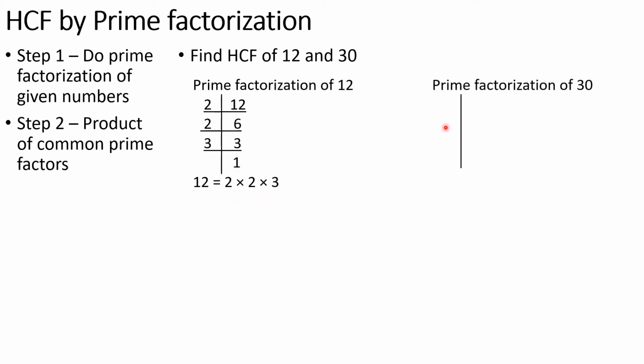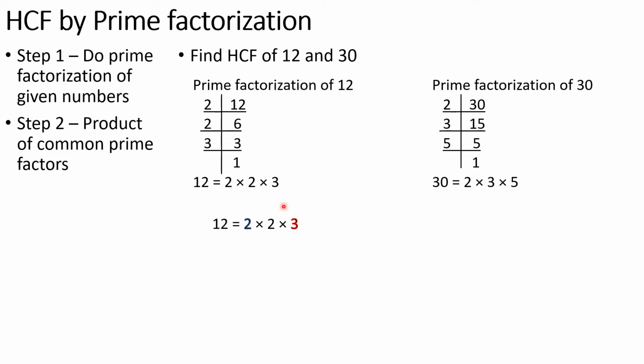Now prime factorization of 30. Again, we know that 30 is divisible by 2. So we write 30 here and divide by 2. This is 15. Now 15 is divisible by 3, so we divide by 3. It is 3 fives are 15, and 5 is a prime number, so we divide by 5 only, and it is 5 ones are 5. It means the prime factorization of 30 equals 2 multiplied by 3 multiplied by 5.